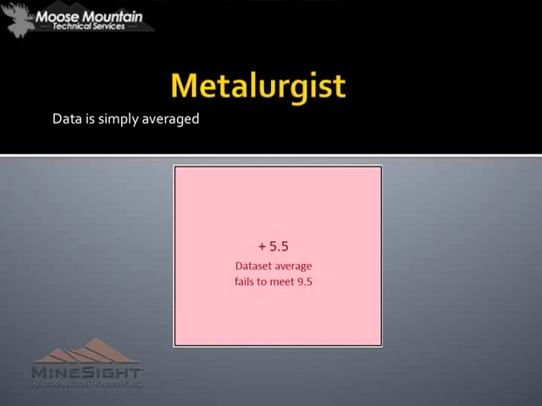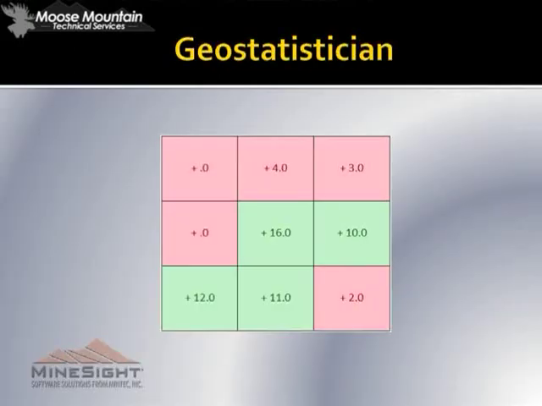But what if we include the geostatistician? He comes in and says, wait a minute, if I break that out into smaller regions, I think we can correlate some of the samples and we can produce some economic blocks. So in this case, we got 4 out of the 9 blocks beat our 9.5 cutoff.